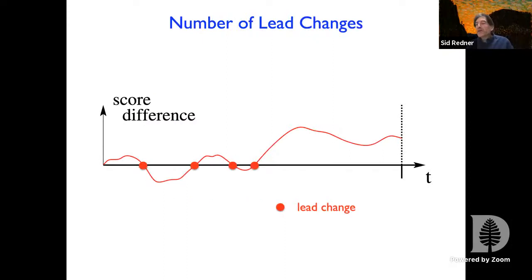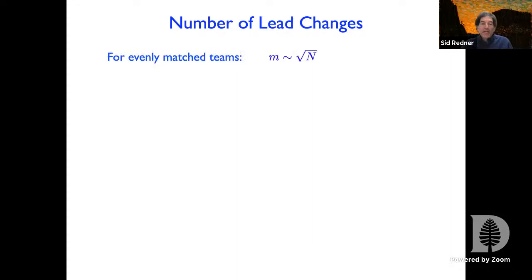So let's look first of all at the number of lead changes. What I'm plotting again is score difference on the y-axis as a function of time. So team A is winning, team B is winning, A is winning, and A is going to win the game. And there are points where the score is tied. These are the lead changes. So the first natural question you might ask is, what is the number of lead changes? It turns out that for evenly matched teams, the number of lead changes M scales as the square root of N, where N is the number of scoring events in the entire game.